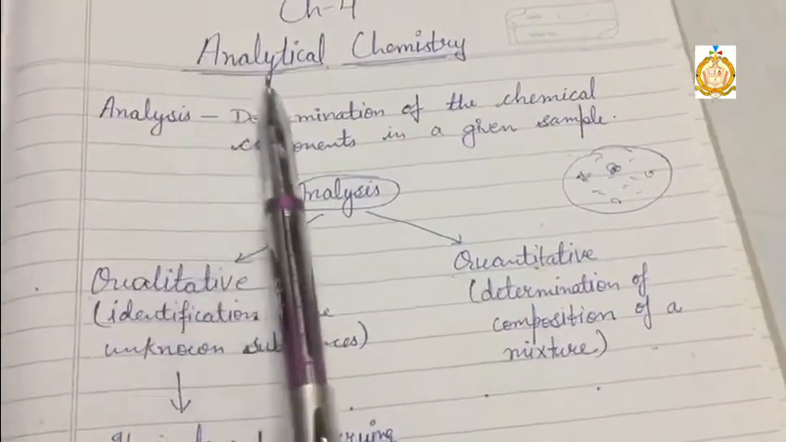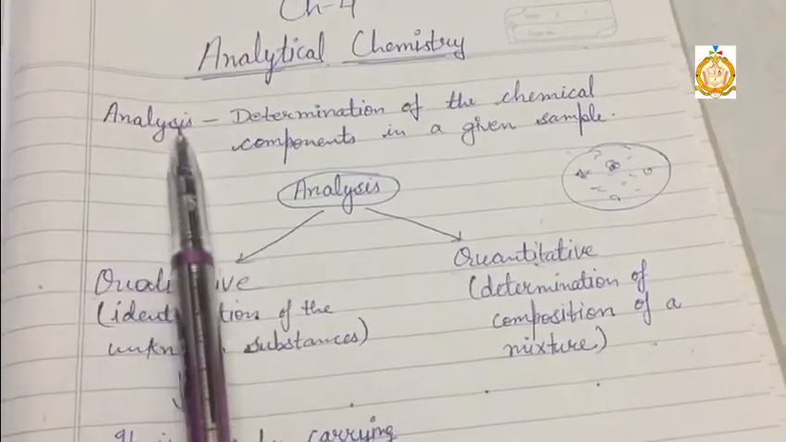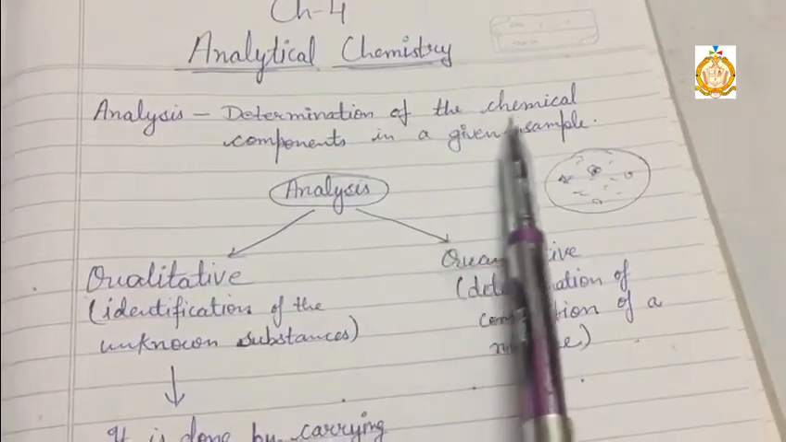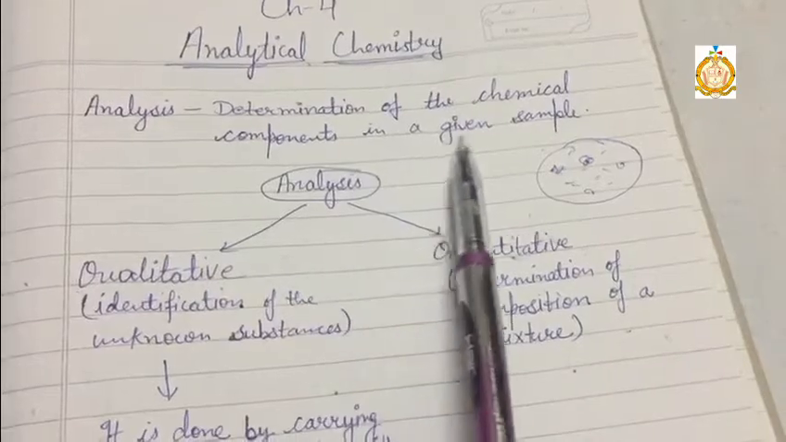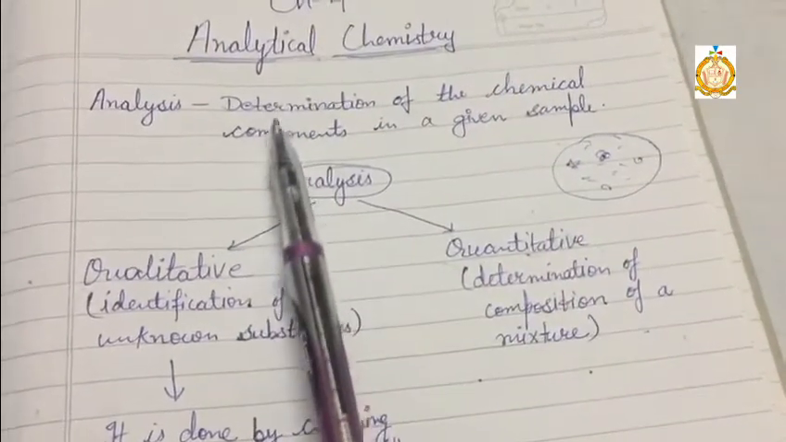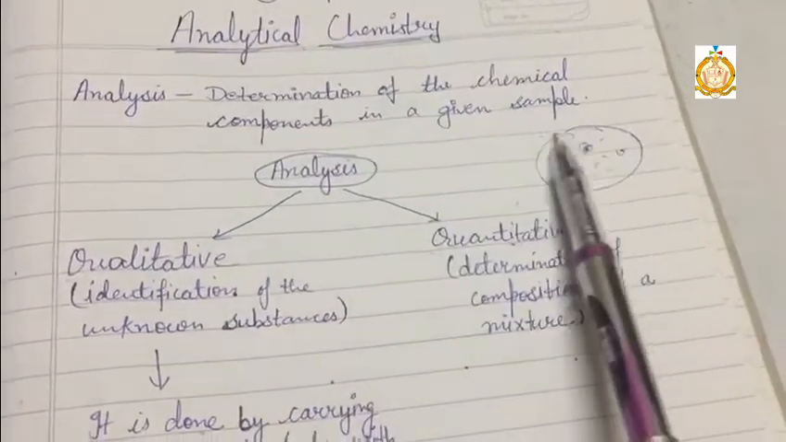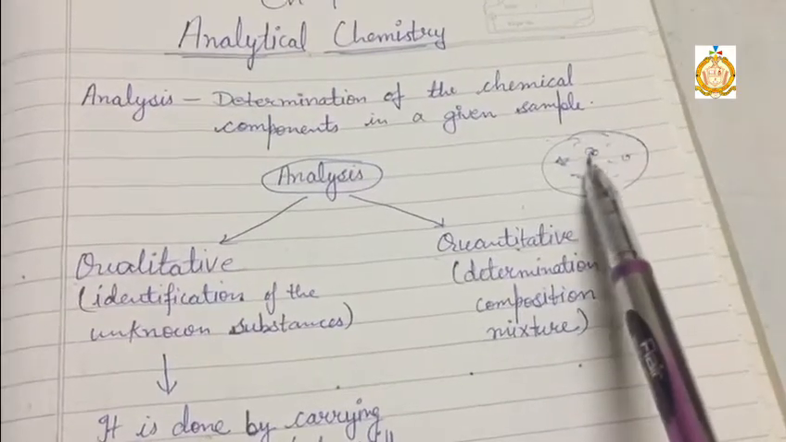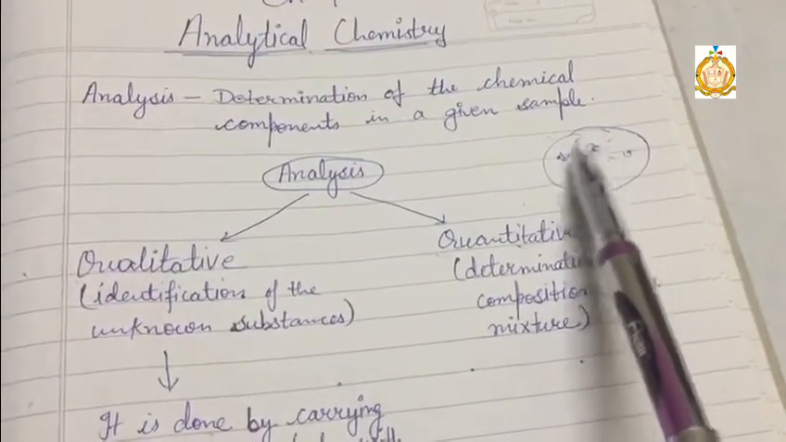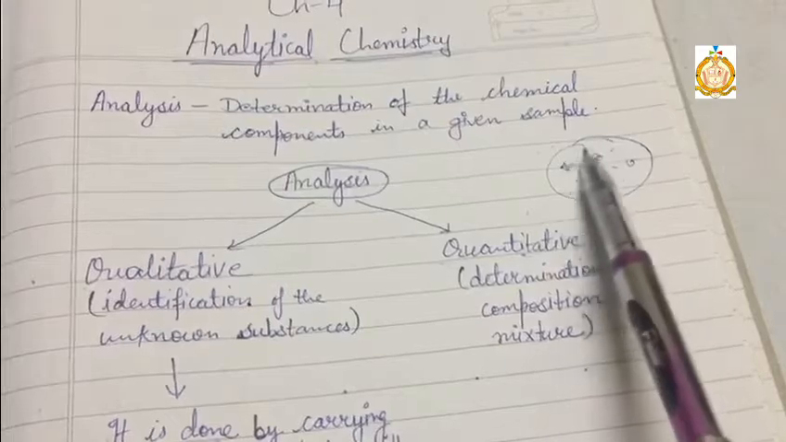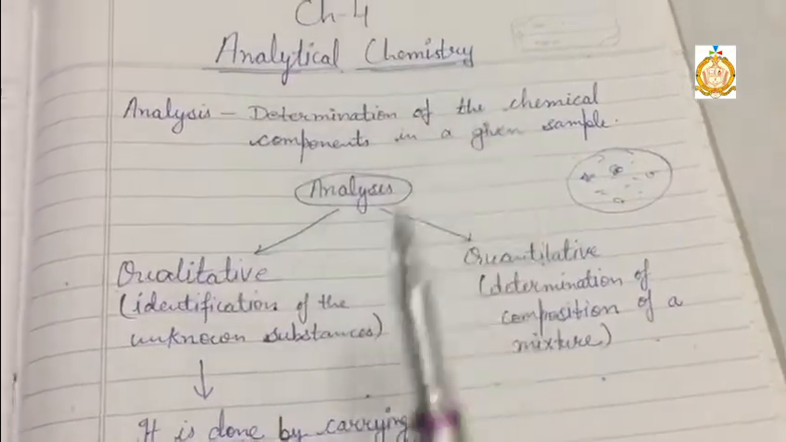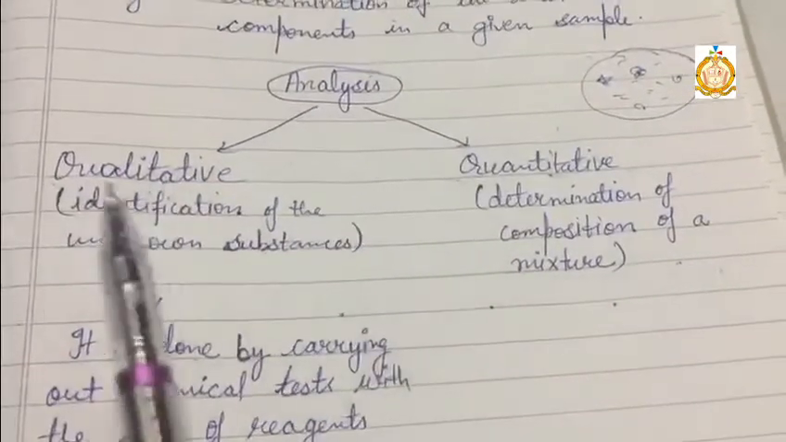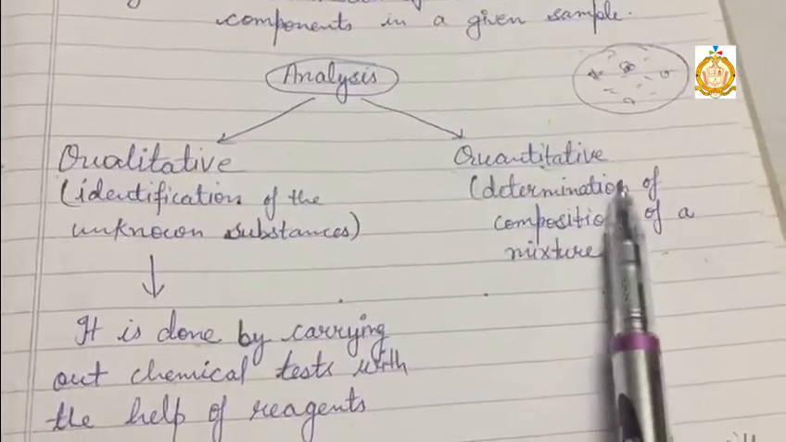The term analysis is related to analytical. The meaning of analysis: determination of the chemical components in a given sample. For example, if a mixture is given, finding out which things are present in the mixture and how much is present is called analysis. Analysis is of two kinds, qualitative and quantitative.